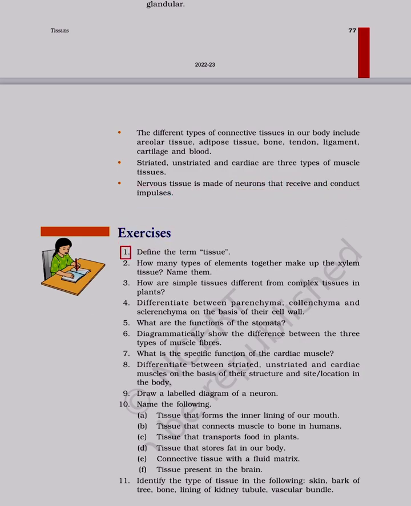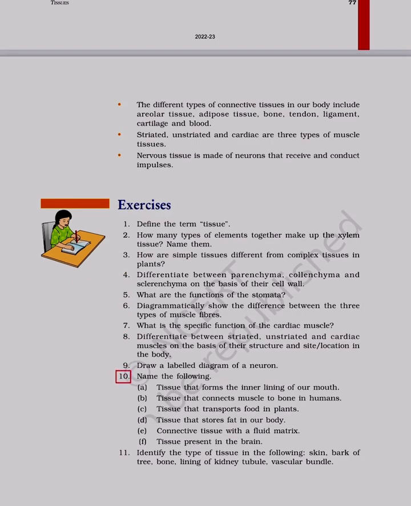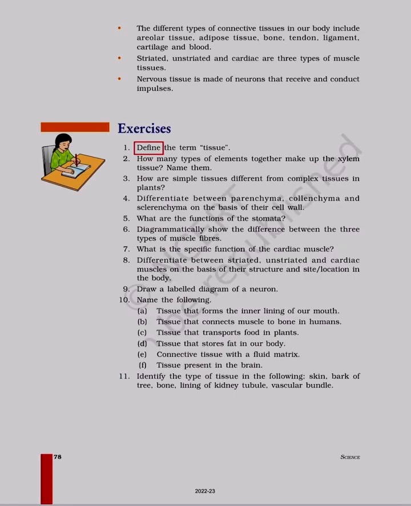Exercises. 1. Define the term tissue. 2. How many types of elements together make up the xylem tissue? Name them. 3. How are simple tissues different from complex tissues in plants? 4. Differentiate between parenchyma, collenchyma and sclerenchyma on the basis of their cell wall. 5. What are the functions of the stomata?